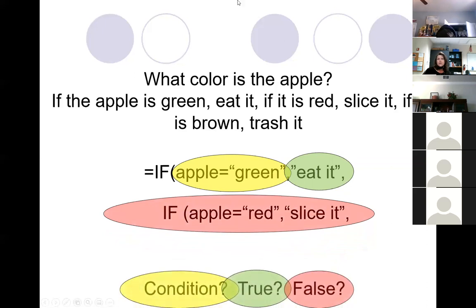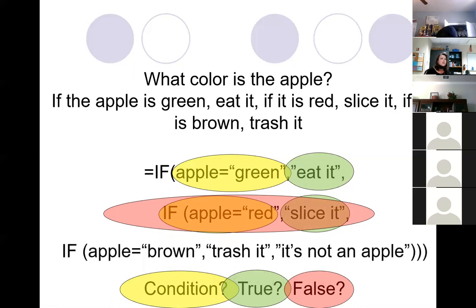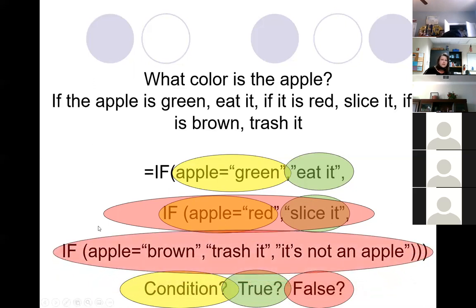Okay, so this is the condition. This is what happens if it's true. And then we have a whole other if that happens if it's false. Okay, so there's the condition of the second if. There's the true part of the second if. And then actually this is a 3 level, right? If it's brown, trash it. Okay, so this again is the false part to this second statement, but it also has its own condition, its own true, and its own false.